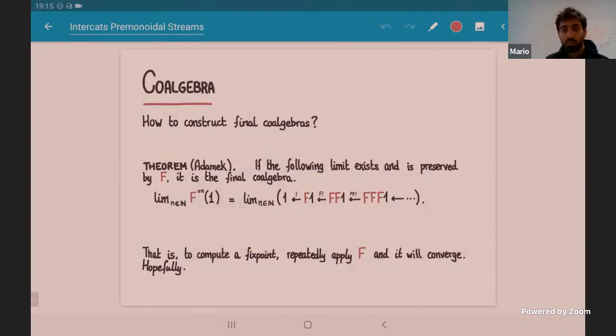Of course, we need to be able to construct these coalgebras, and for that we have Adámek's theorem that says something that may make sense if you think of real analysis.